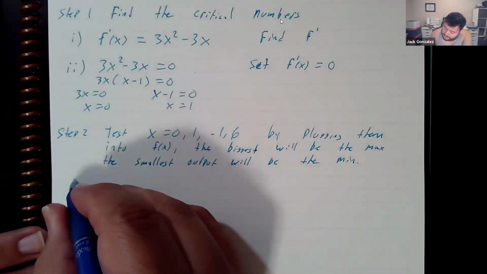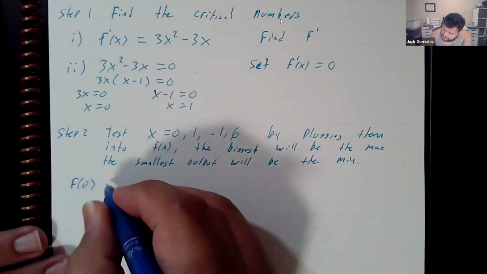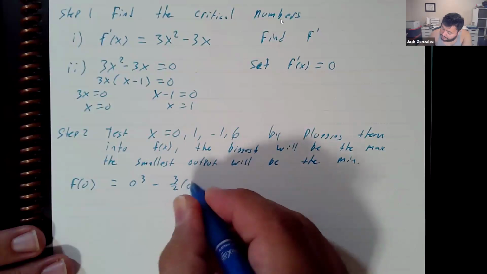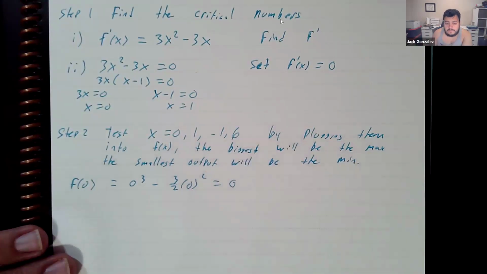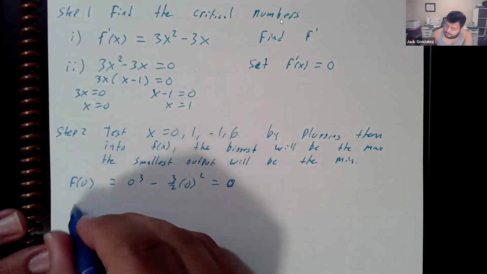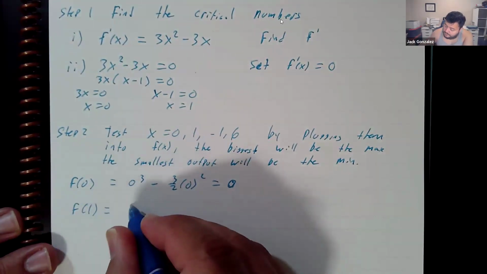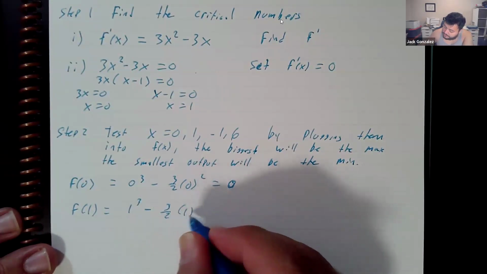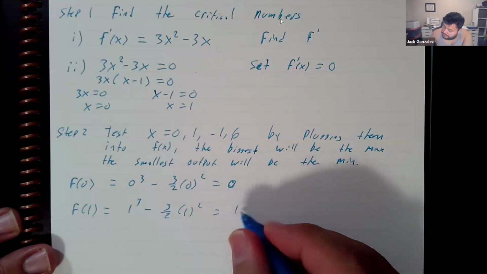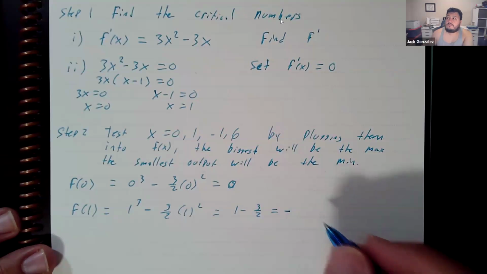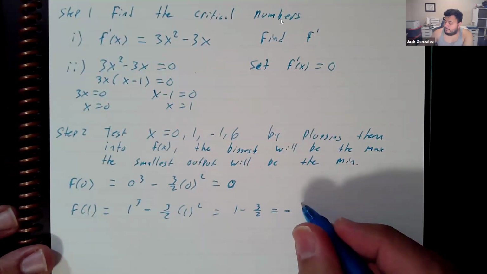All right, so here we go. Plug it into the original. F of 0 is equal to 0 cubed minus 3/2 times 0, which is 0, right? Now plug in number 1. That'll be 1 cubed minus 3/2 times 1 squared, which is 1 minus 3/2, which is what? Negative half, right?